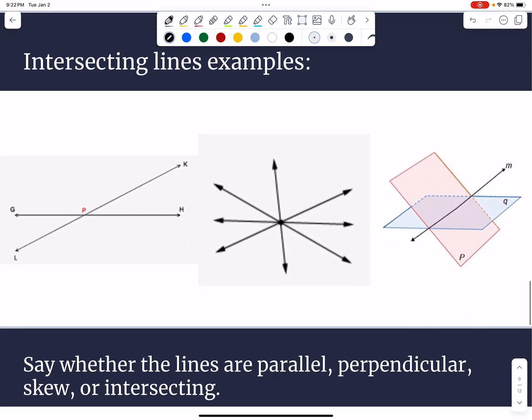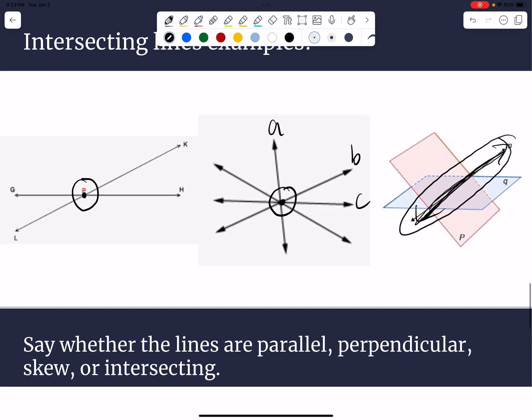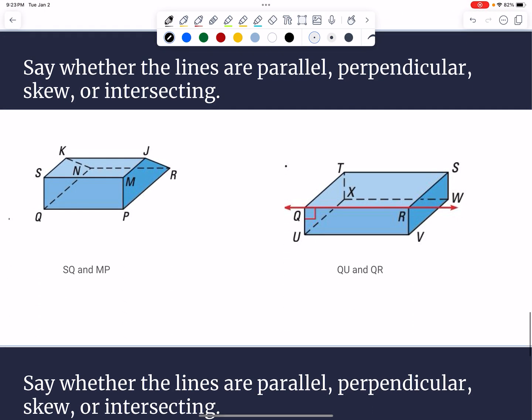So intersecting lines examples. These two lines intersect at point P. These three lines, A, B, and C, all intersect at a point. So more than one line can intersect at a point. And then these two planes intersect, and it looks like these two planes intersect at line M. So you can have intersecting planes as well that don't necessarily cross at 90. So now it tells us in this next slide to say whether the lines are parallel, perpendicular, skew, or intersecting. So if it says perpendicular, obviously it will also be intersecting.